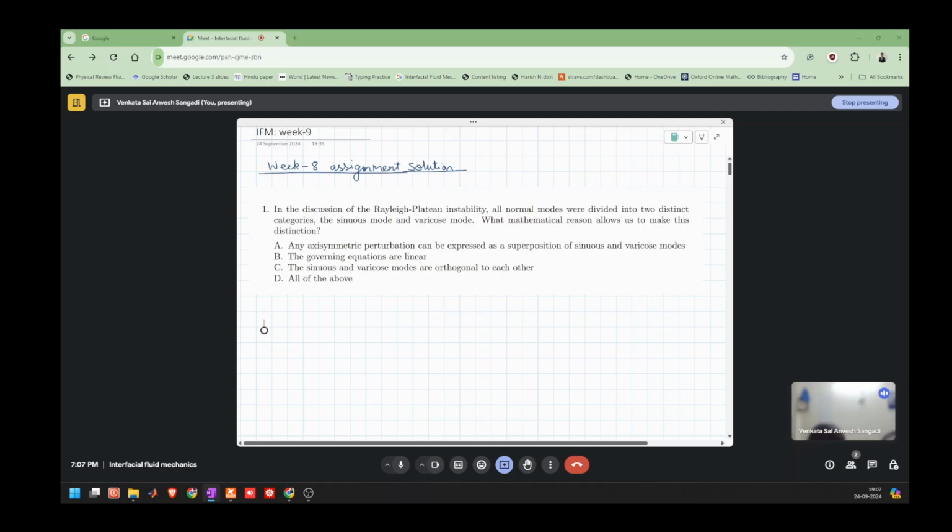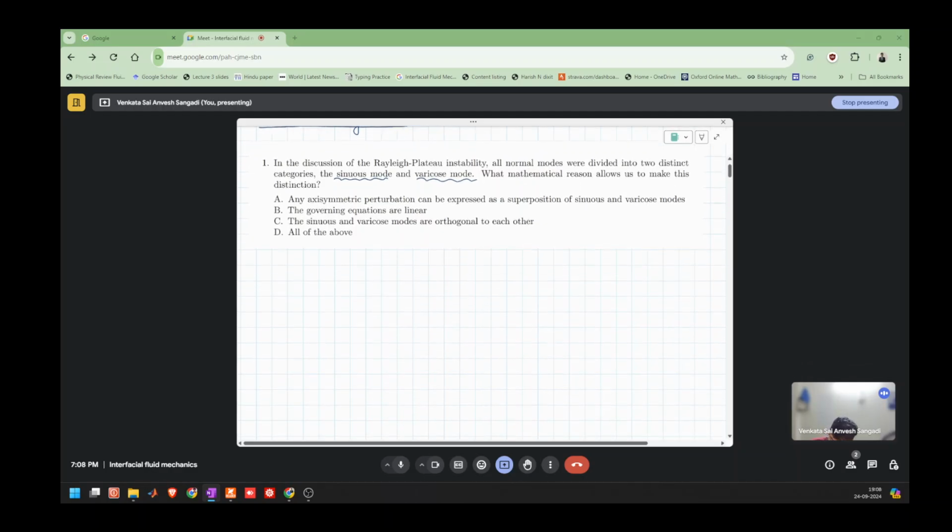Okay, so first question. In the discussion of the Rayleigh-Plateau instability, all normal modes are divided into two distinct categories: the sinuous mode and the varicose mode. What mathematical reason allows us to make this distinction? So, solution.